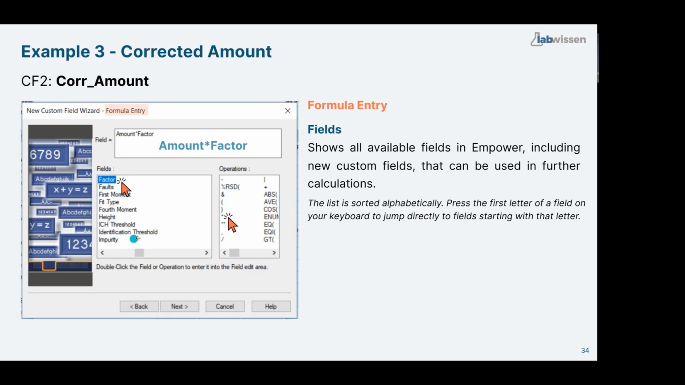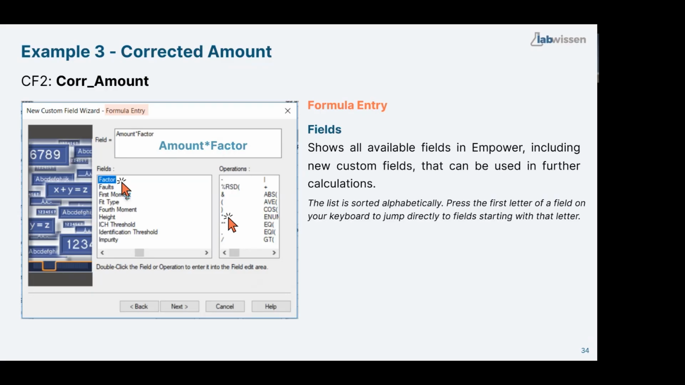Below we have all available fields, and next to it, all available operations. Fields here, these are all fields that can be used in the calculation. Here we see the standard Empower fields and also the previously created custom fields. They appear here automatically. So in our case, I want to multiply amount with sector. So I can either type just this text in, or I pick it from the list.